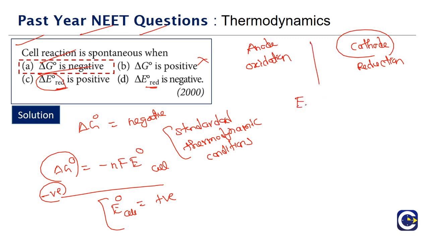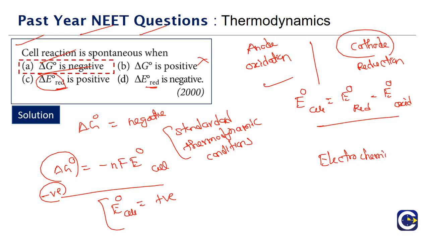Okay, always E cell or E naught cell will be equal to the E naught of the reduction electrode, which is the cathode, minus the E naught of the oxidation electrode, which is the anode part. So that is how this comes, but there is no clear condition in terms of the potential of the reduction electrode. It is the overall cell potential that we have to be focusing on. Okay, so this comes in +2 electrochemistry chapter. So these kind of questions we will be able to see in the electrochemistry.